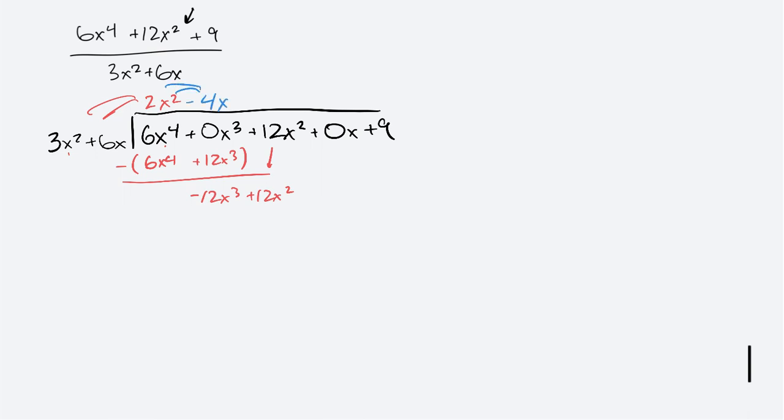And so now I multiply again. I just don't want to keep drawing these. Okay. I get negative 12x cubed, so that checks out. Negative 4x times positive 6x is negative 24x squared. I subtract.